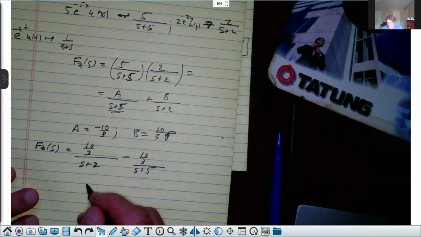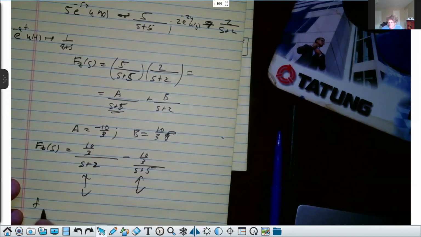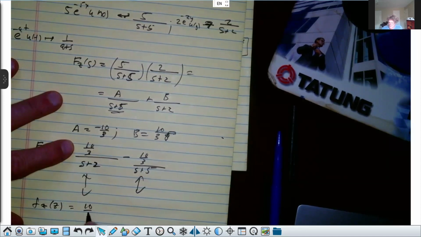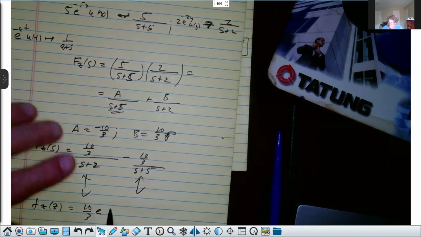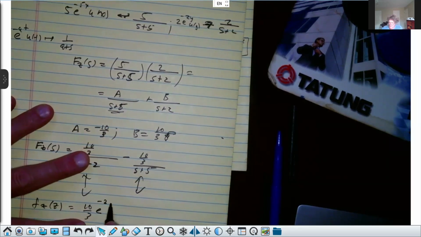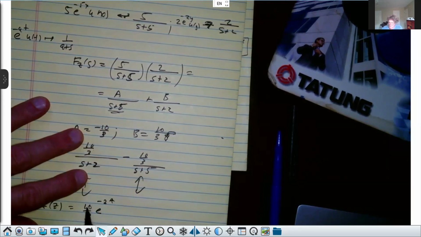Now we go to the other domain, and what happens? Let's take it back to the original domain we came from. It's usually time if you're doing signals and systems. Here it's z. So F(z) is going to be equal to 10 thirds, and what's the inverse of 1 over s plus 2? It's going to be e to the negative 2z, and it's all going to be times u of z. And then it's going to be minus 10 thirds times e to the minus 5z, and all times u of z. And that's it, and that is the answer.